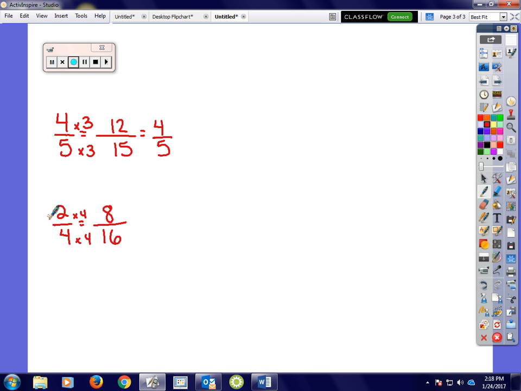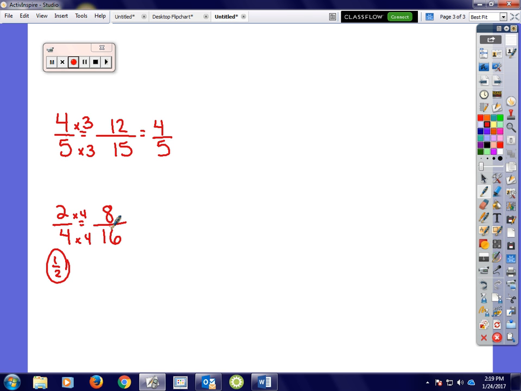Now, we talked about this, and I don't know if you remember, but whenever your numerator is half your denominator, it's equal to 1/2. So here you can see 2 is half of 4. So 8 is half of 16. So they're all equal to 1/2. So if you have a number that's half, the numerator is half the denominator, remember the one that you find equivalent should also be half. The numerator should be half of the denominator.